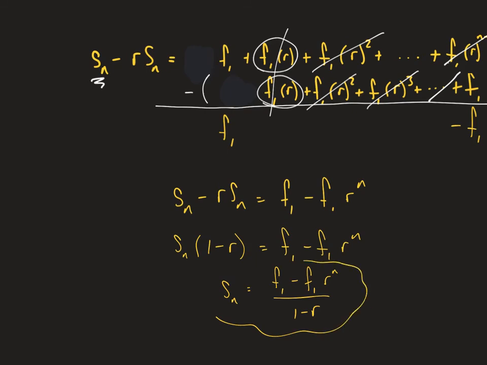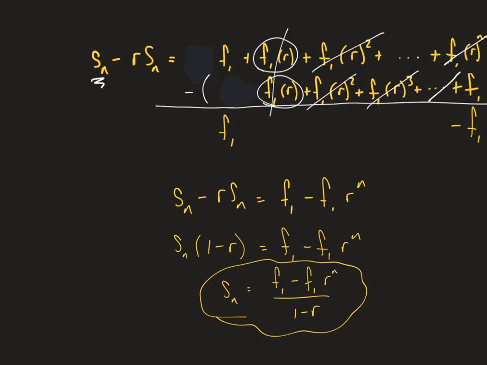And now I have that s sub n alone, and so let's just think about what this means for a second. This means that if I want to add the first n terms of a geometric sequence, of a sequence that behaves like this, then I can take the first term of that sequence and subtract from it the first term of that sequence times the common ratio to the n power, n being the number of terms I'm adding, divided by 1 minus the common ratio.